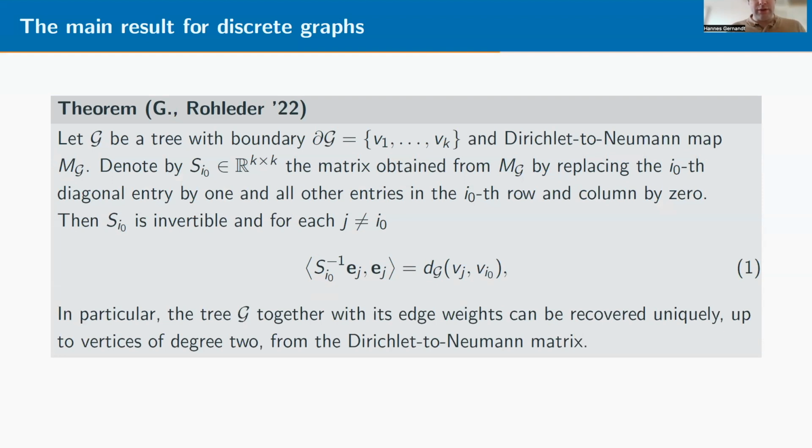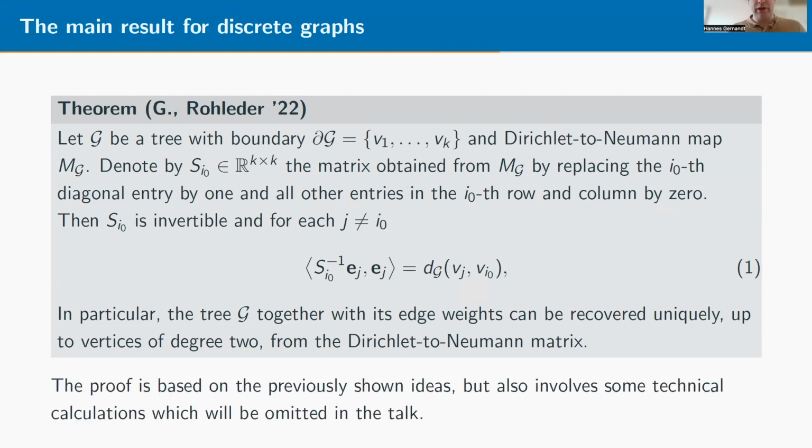And this now shows, with the previous lemma by Rückriemen, that the tree is uniquely determined from that. And so in particular, we can recover the tree structure from knowing the Dirichlet-to-Neumann matrix. The proof is rather simple. I would say it's maybe one page of proof, but it involves some technical calculations, which I will not show you, but I already presented you the main ideas.